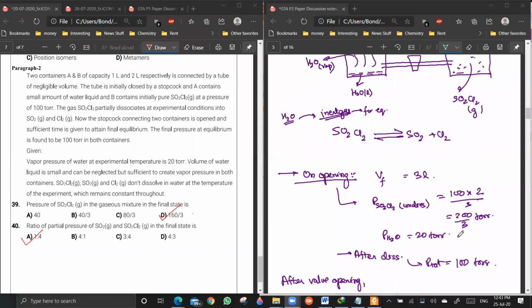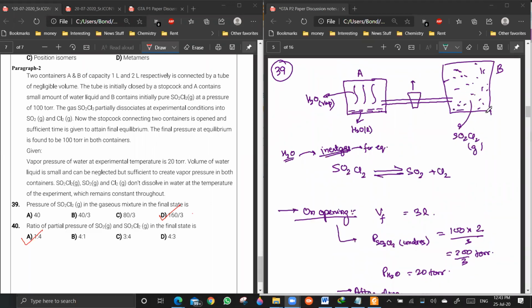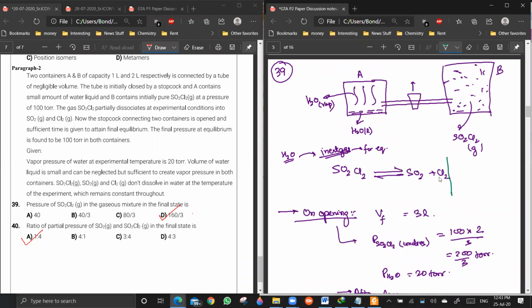Sir, explain one more time. See, it is saying that SO2Cl2 decomposes like this. Now obviously, if you are increasing the volume, the pattern of decomposition will change. Getting my point? Yes, sir, because volume is changing. So what I am saying is that it is given that initially SO2Cl2 was 100 torr, and after that, this undergoes dissociation. So I know the initial condition, I don't know the equilibrium condition. But then that equilibrium is again disturbed when I am opening the valve. Are you getting my point?